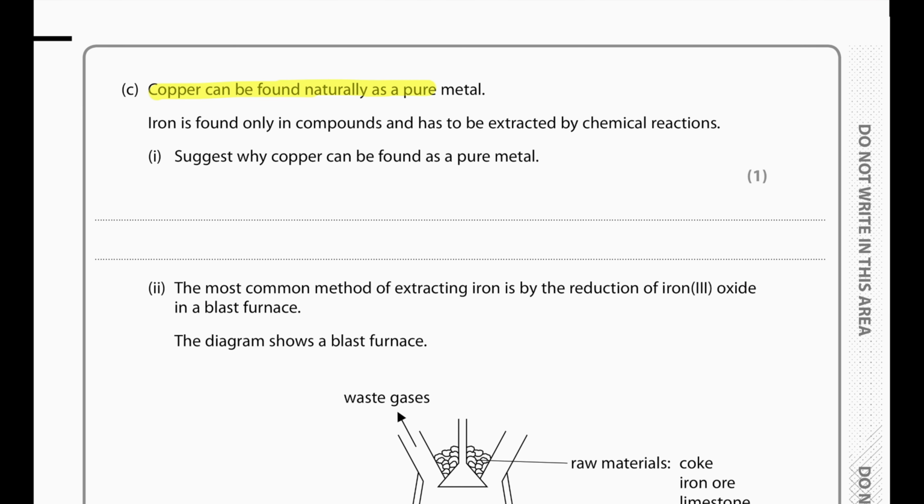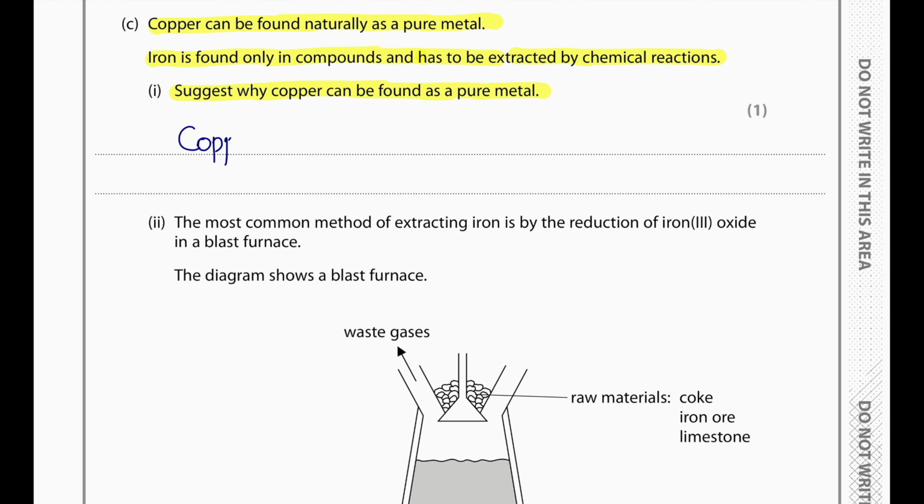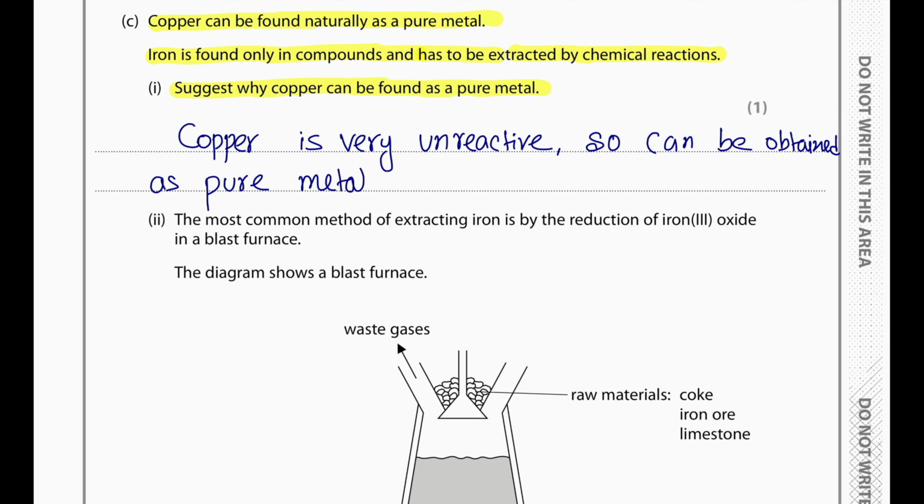Copper can be found naturally as a pure metal. Iron is found only in compounds and has to be extracted by chemical reactions. Suggest why copper can be found as a pure metal. Copper is very unreactive, and since it is very low in the reactivity series, it does not react with other substances and thereby can be found as a pure metal.